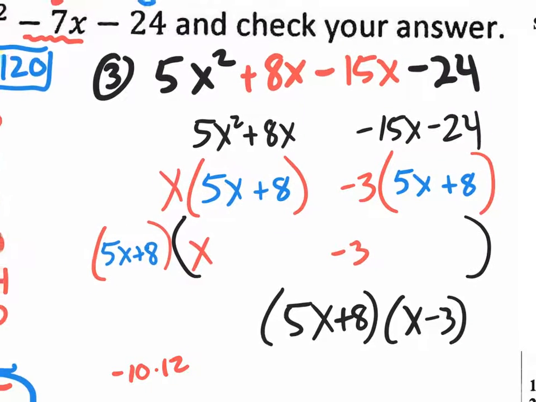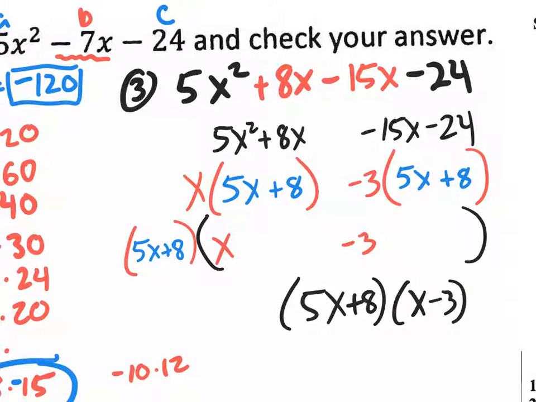Now, the instructions say factor it and check your answer. So how could you check your answer? FOIL, right? Distributive property, right? So you should do this if you have time left over. Nobody should be turning in the quiz early. If you have time left over, you should go back to your answers and just do the distributive property and see if it actually gives you the original.